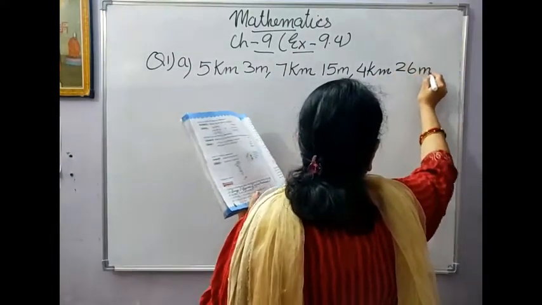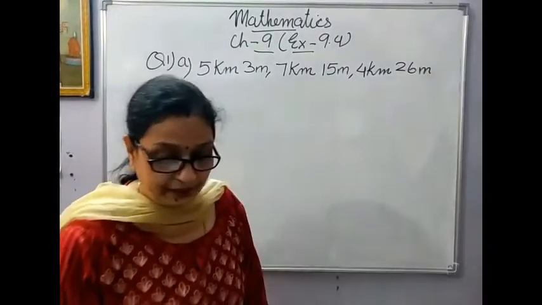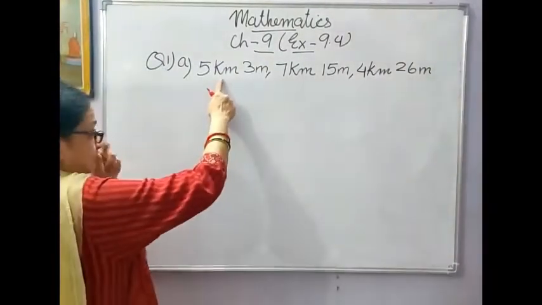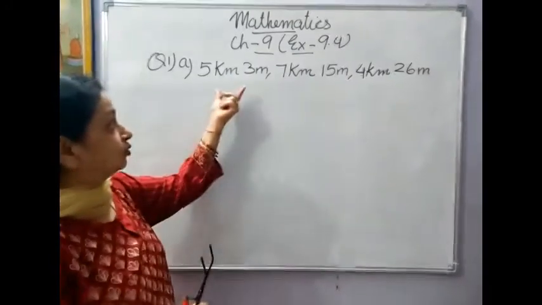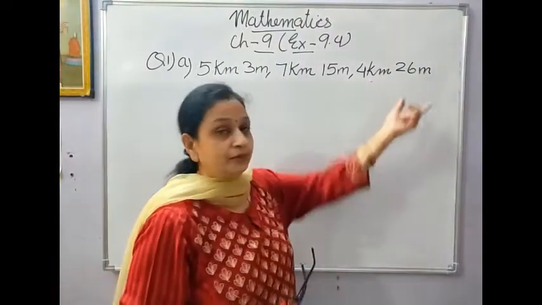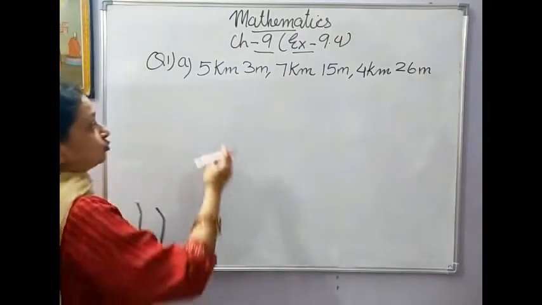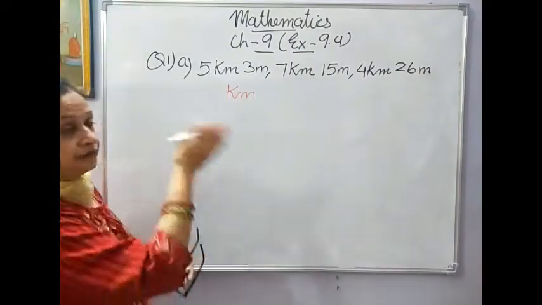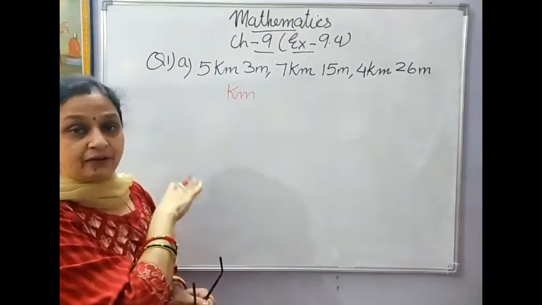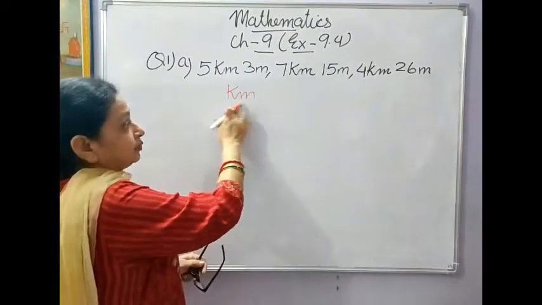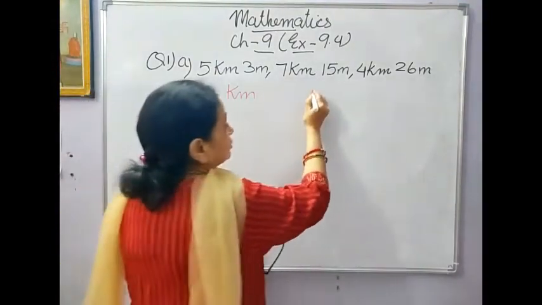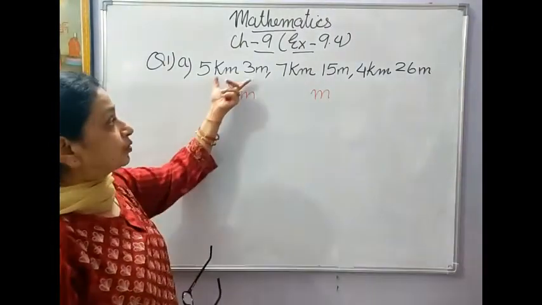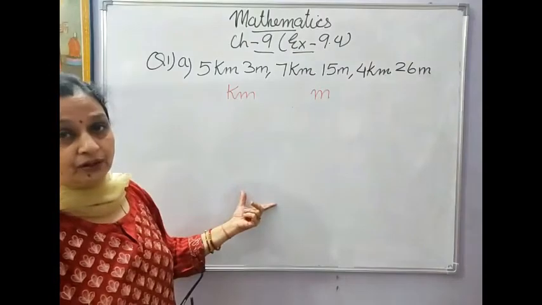And 4 kilometers 26 meters. Now when you do these sums, children, there are two units, kilometer and meter. So you will make two columns. The column with the higher unit will be on the left hand side. Always remember that the higher unit comes on the left hand side and the smaller unit comes on the right hand side. Now you will copy down these and arrange them in columns.